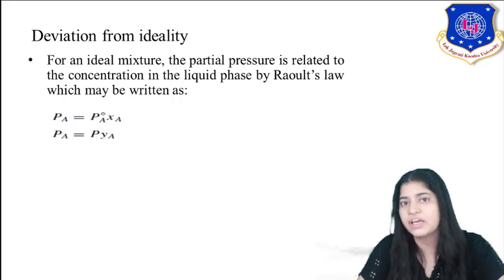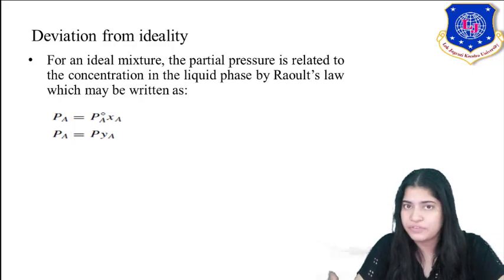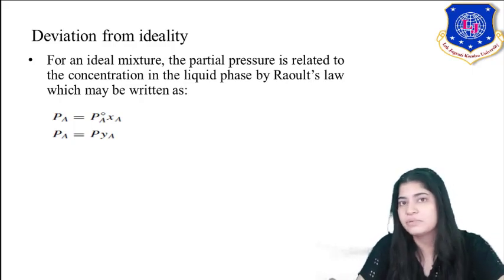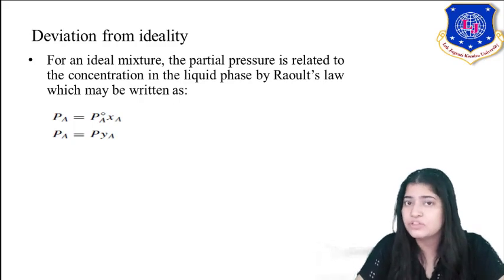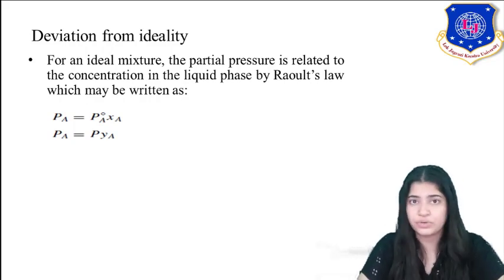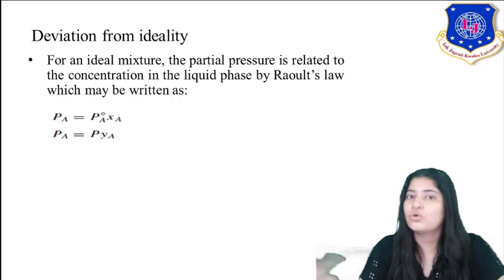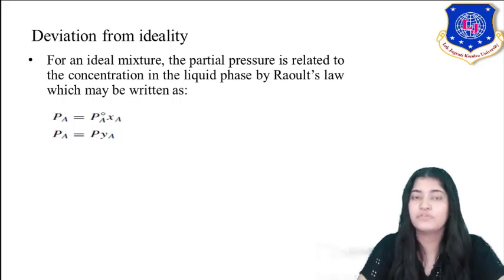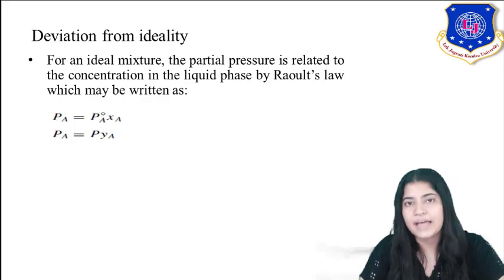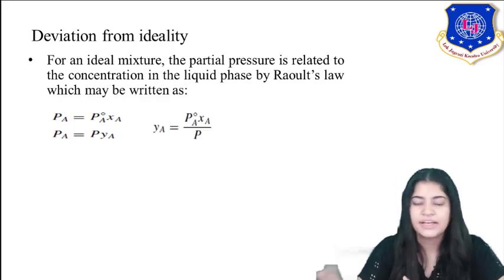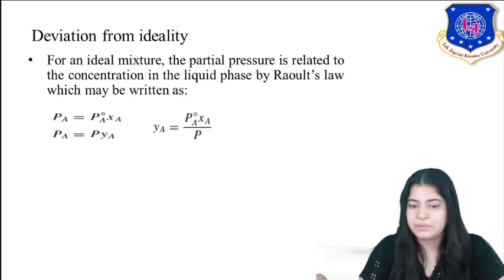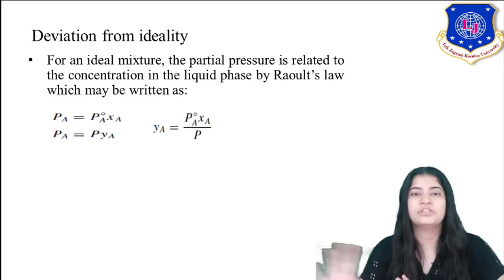For a binary mixture A and B, the partial pressure of any one component, let's say A as my more volatile component, is the product of the vapor pressure of A and the mole fraction of A in the liquid phase. That is my definition of partial pressure using Raoult's law. But I can also define partial pressure as the product of the vapor phase mole fraction and the total pressure of the system. Hence YA equals vapor pressure of A into mole fraction of A in the liquid phase, upon total pressure.